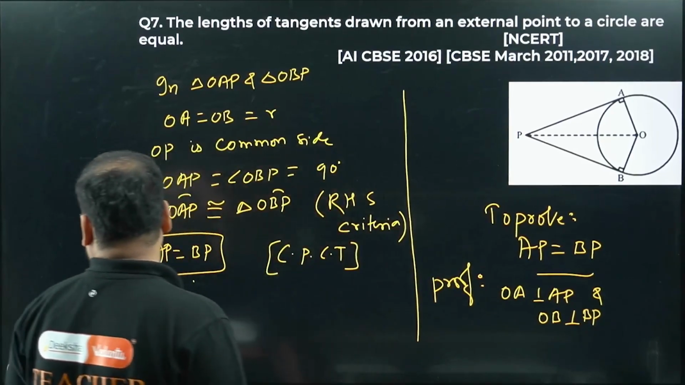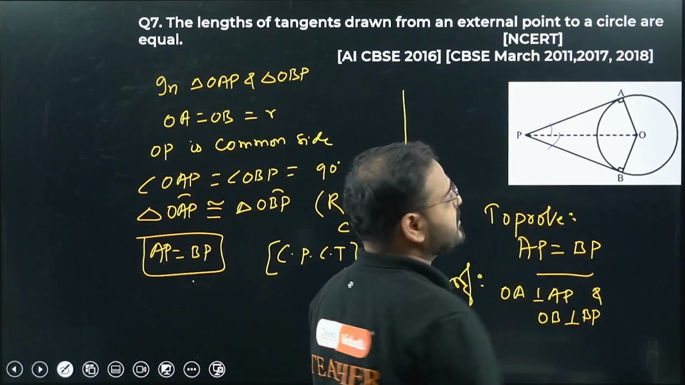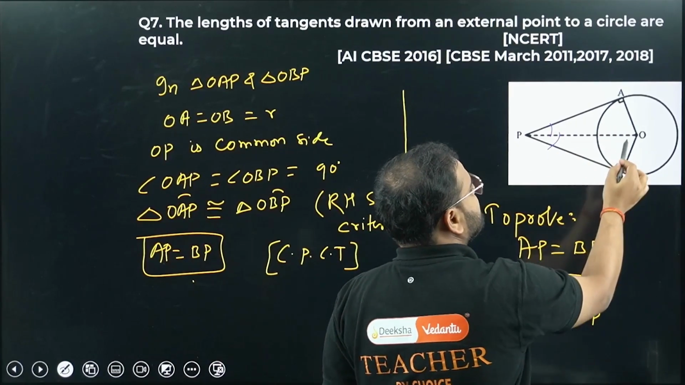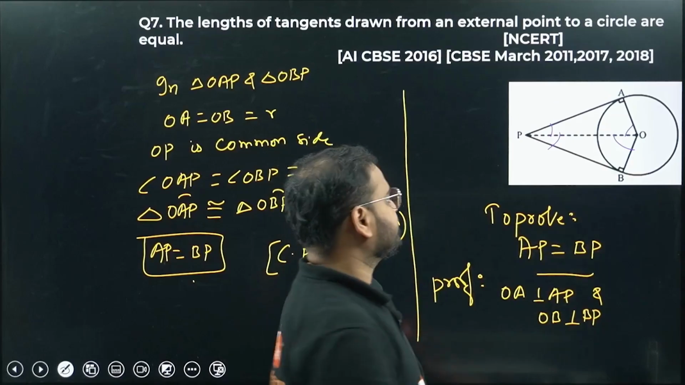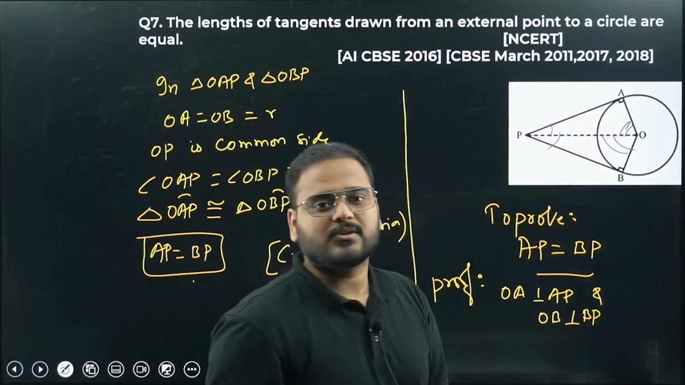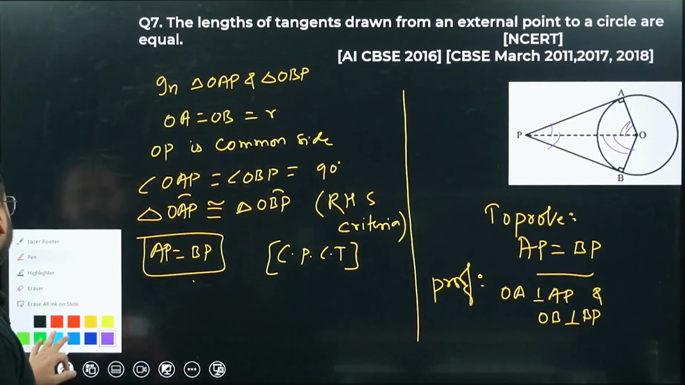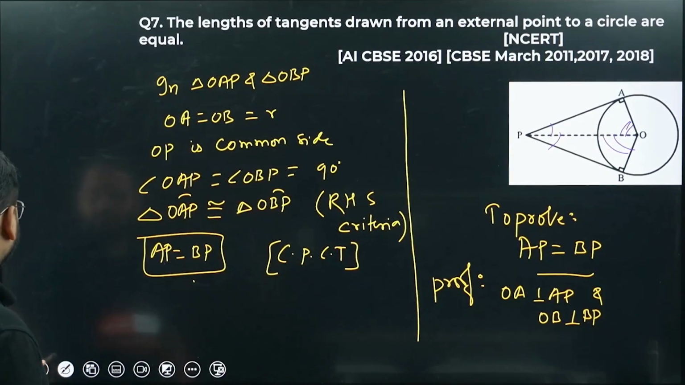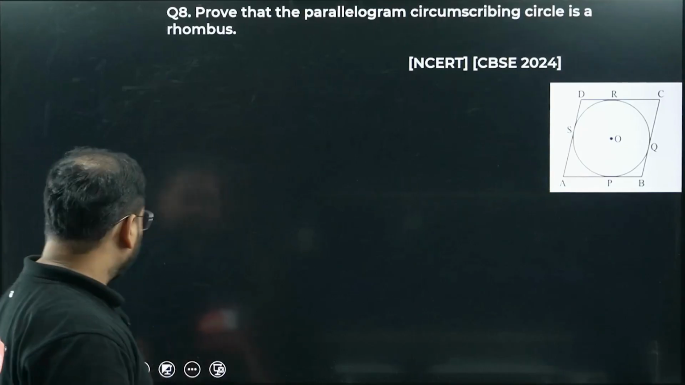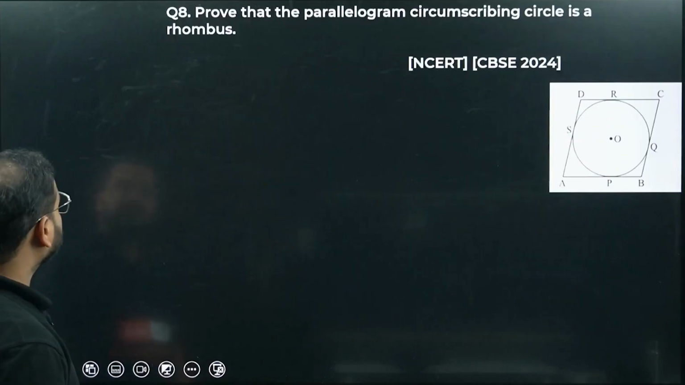Now once the triangle is congruent, we can say this angle is equal to this angle, again CPCT, and this also is true, CPCT. Once it is proven congruent, we can take all the properties that I've written in slide number 1. Okay, moving on to question number 8. Have a look. No problem whatsoever over here. Question number 8. Let's do it.